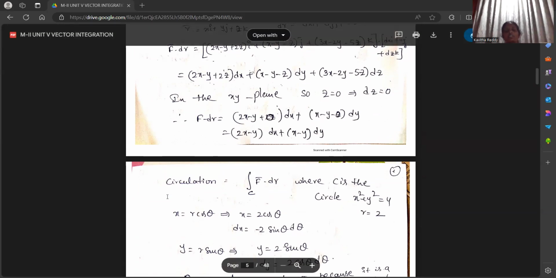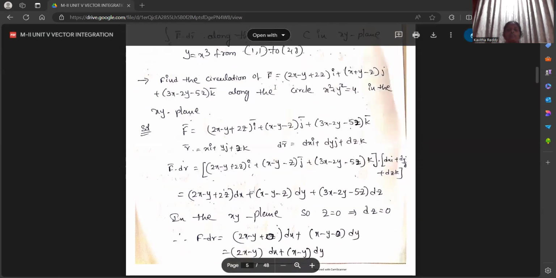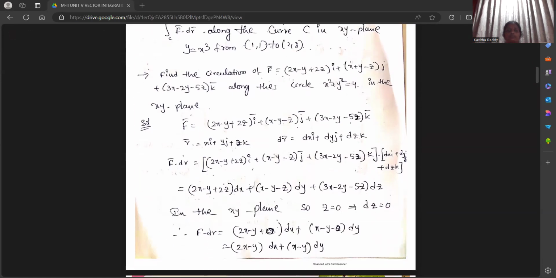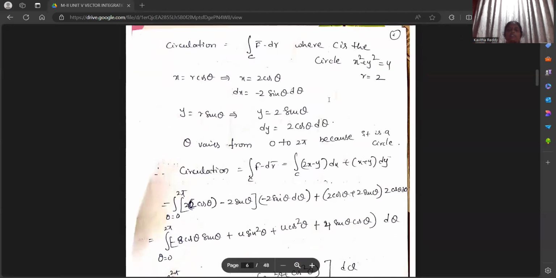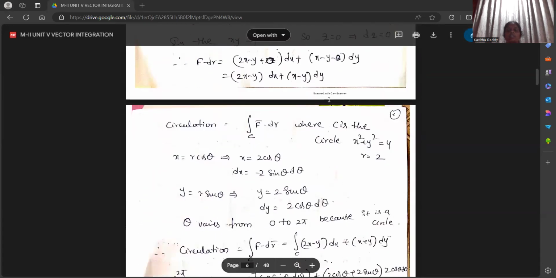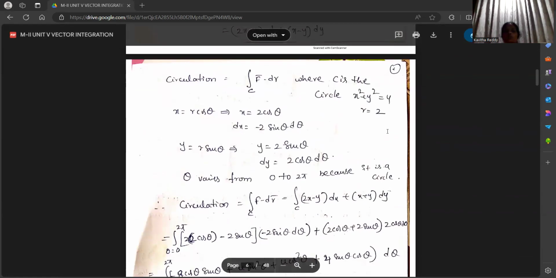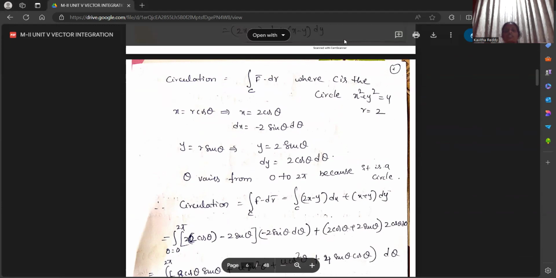For that circulation, the integral of f bar dot dr bar, where C is the circle. What is the circle? It is given in the question x square plus y square equal to 4 in the xy plane. So the circle equation is x square plus y square equal to 4. So what is the radius? Radius is 2.